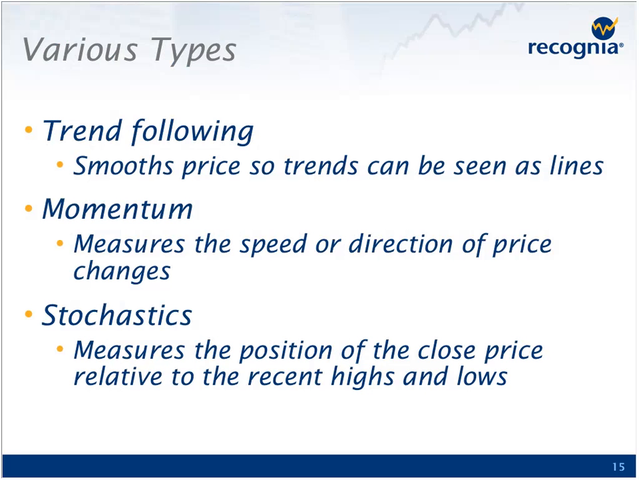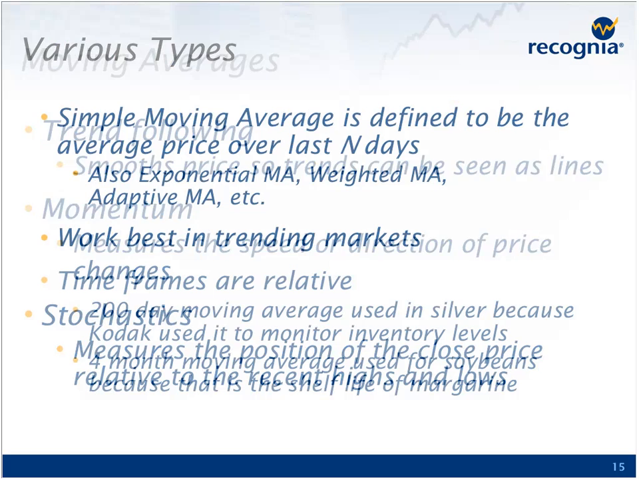And moving averages are a very good example of a trend-following indicator. There are indicators and oscillators called momentum oscillators, and these are basically used to measure the speed or direction of price changes. And last, there are stochastics, which measure the position of the closing price relative to the recent highs and lows. These are all very common.